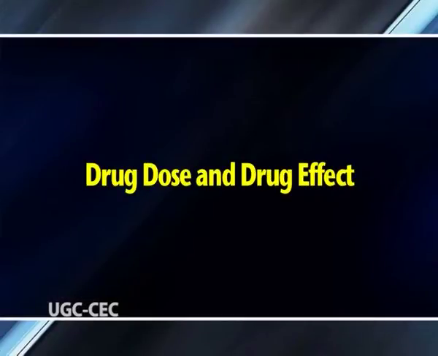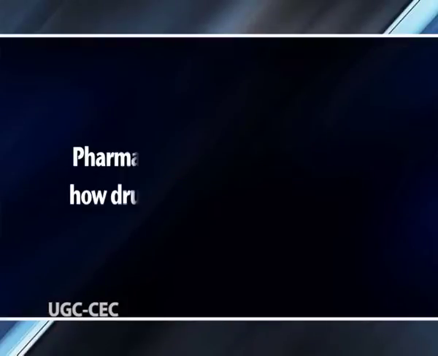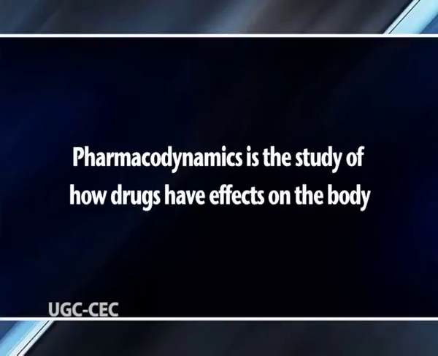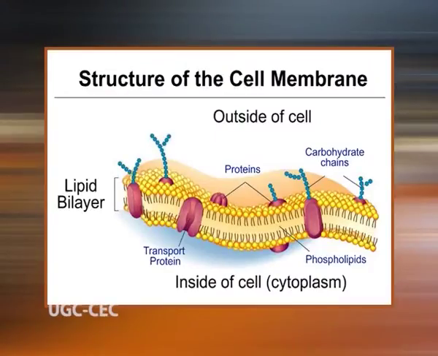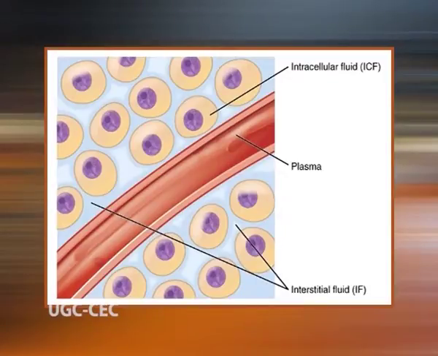Now, let us discuss the next part of today's lecture, that is drug dose and drug effect. Pharmacodynamics is the study of how drugs have effects on the body. The most common mechanism is by the interaction of the drug with tissue receptors located either in the cell membranes or in the intracellular fluid.